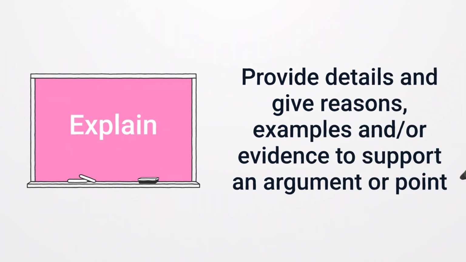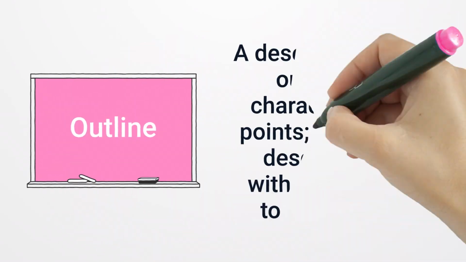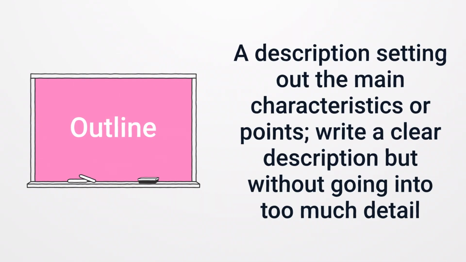Explain. An explanation requires you to provide details and give reasons, examples, and/or evidence to support an argument or point. This is far more detailed than a description. Outline. This is similar to a description but requires slightly less detail. You should write a description setting out the main characteristics or points, being as clear as possible but without going into too much detail.